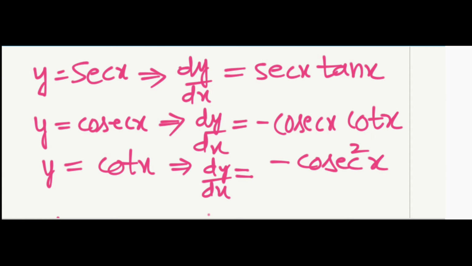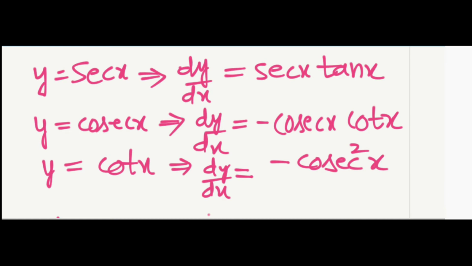So I repeat, so that we may remember the formulae by heart. They will be used frequently. The derivative of secant x is secant x tangent x. The derivative of cosecant x is minus cosecant x cot x, and the derivative of cot x is minus cosecant square x. So this is the basic concept.